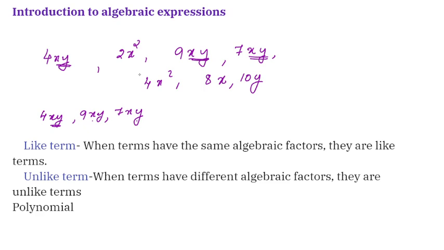Now consider, are there any other like terms? Look here, 2x square and 4x square. So here the variable part is x square, otherwise the algebraic factor is x square.